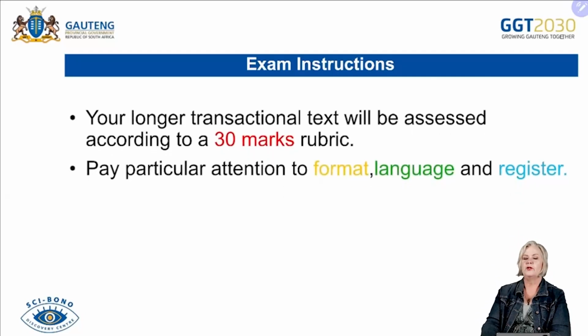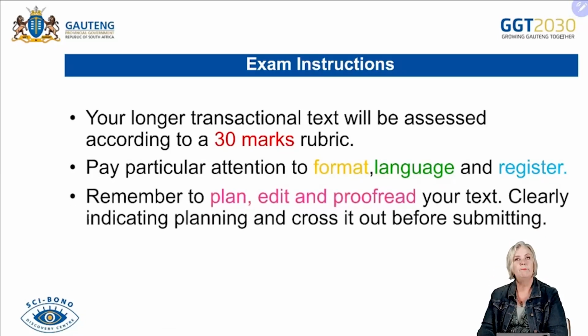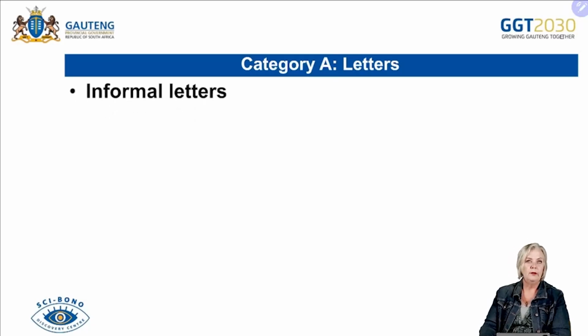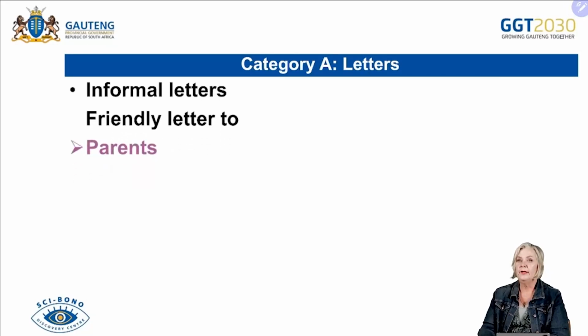Your longer transactional text will be assessed according to a 30 marks rubric. Pay particular attention to format, language, and register. Remember to plan, edit, and proofread your text, clearly indicating planning and crossing it out before you submit. Let's take a look at category A, or letters. Your informal letters include a friendly letter, and a friendly letter could be a letter to your parents, to close relatives, to friends.